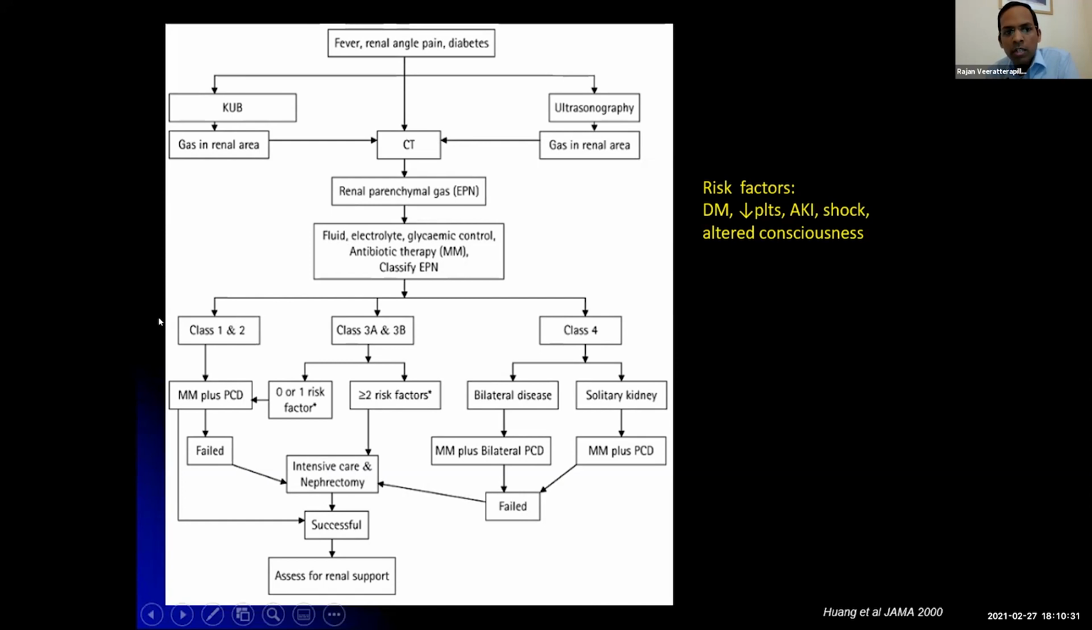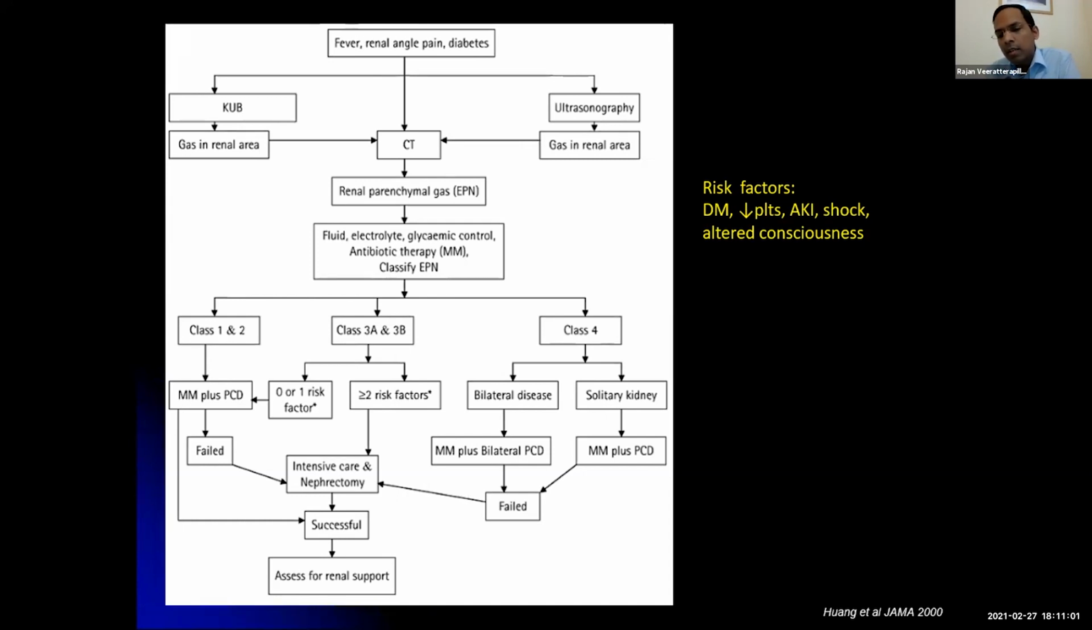The literature would suggest that if you've got a class 1 and 2 emphysematous pyelonephritis, they generally respond very well to a combination of, so MM here stands for medical management with antibiotics, and PCD stands for percutaneous drain. So class 1 and 2 tend to respond very well to the combination of antibiotics plus or minus drain, whereas for class 3 and 4, the chances of needing further interventions increase quite a bit.